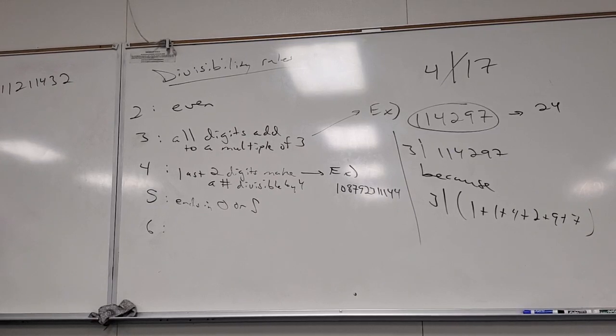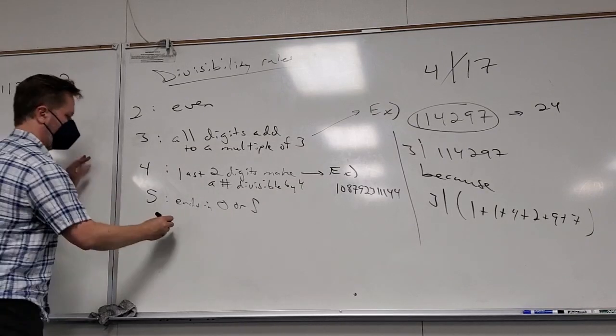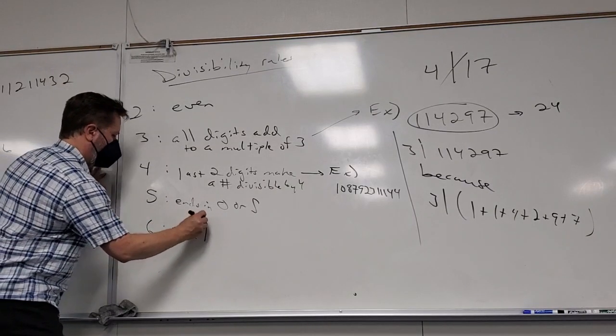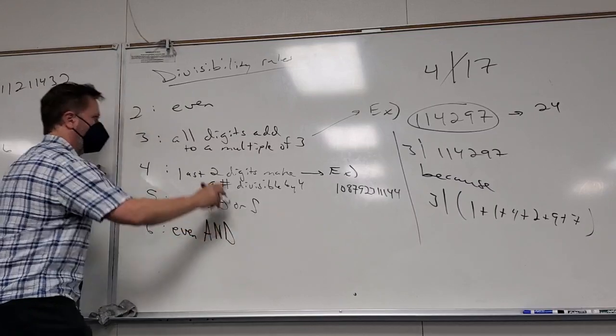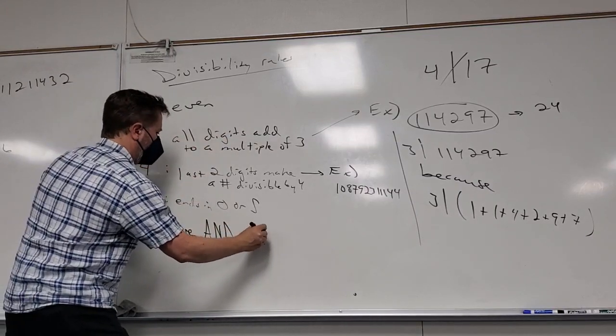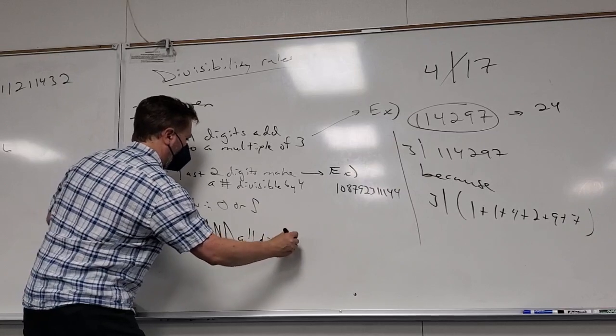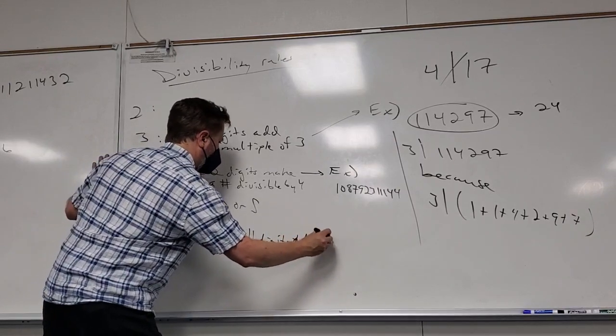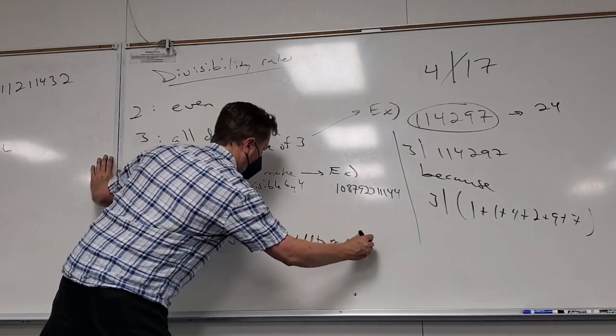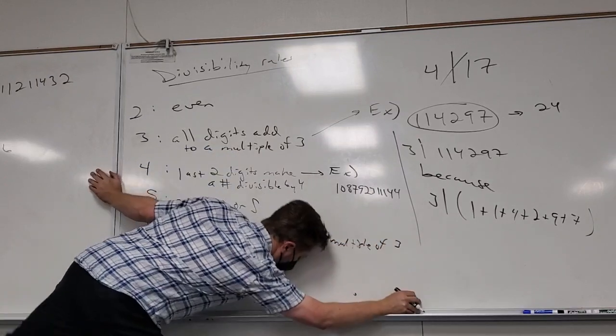No, okay. 1, 8, 6. I lost that. 1,868,572. Okay. So divisible by 6 has to be even, and all the digits add up to a multiple of 3. Yes.